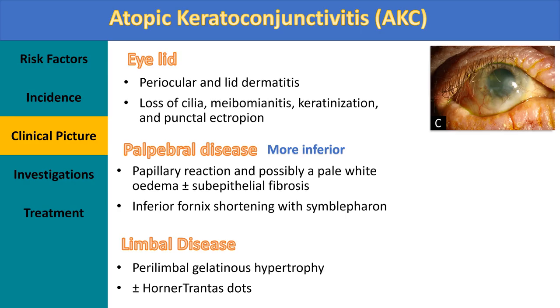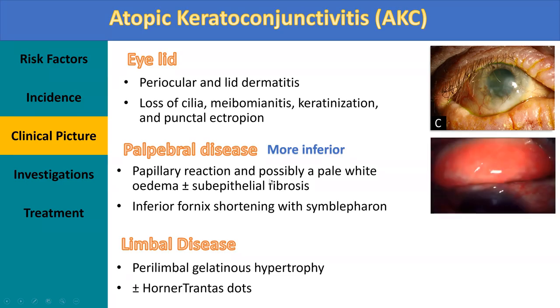So for the eyelid, there will be eyelid maceration, meibomitis, keratinization, ectropion of the puncti, and dermatitis. For the palpebral disease, it is more inferior, unlike the vernal disease. Palpebral disease here is more inferior. So if there are follicles or papillae, there will be papillae, not follicles, and it will be more inferior.